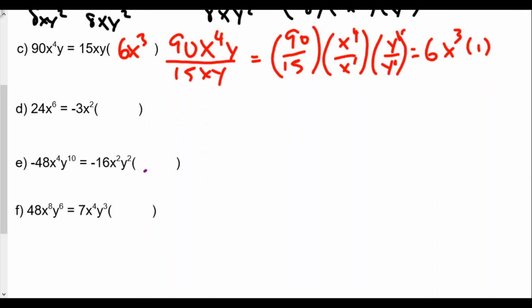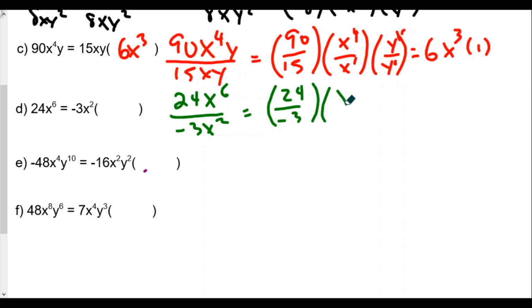For D, take 24 x to the 6 divided by negative 3x squared. Well, our rule is still the same: 24 over negative 3, and then x to the 6 over x squared. Again, please remember, when you divide a positive by a negative or a negative by a positive, we will get a negative result. So 24 over 3 is 8, so we should have a negative 8 because it's 24 divided by negative 3. And x to the 6 divided by x squared will be x to the 4th power. So our answer is going to be negative 8x to the 4th.